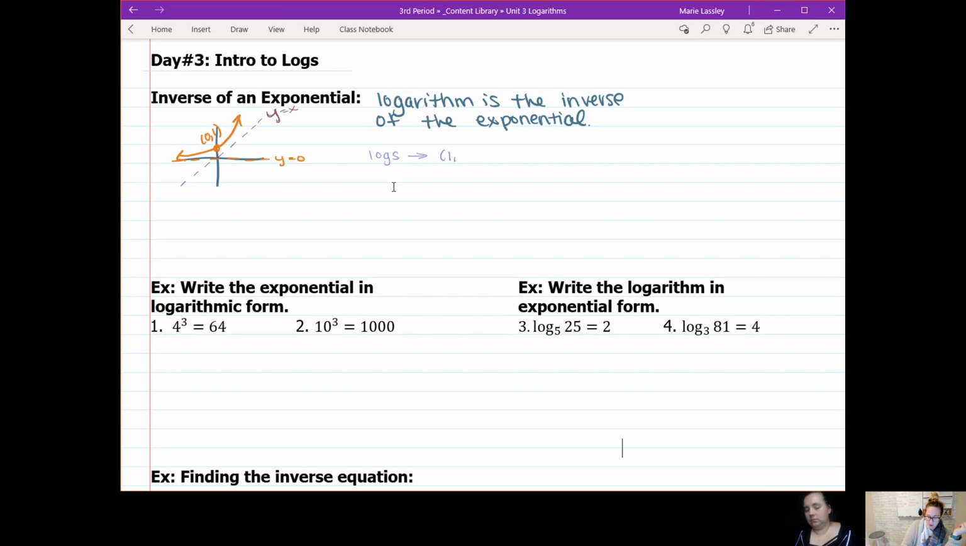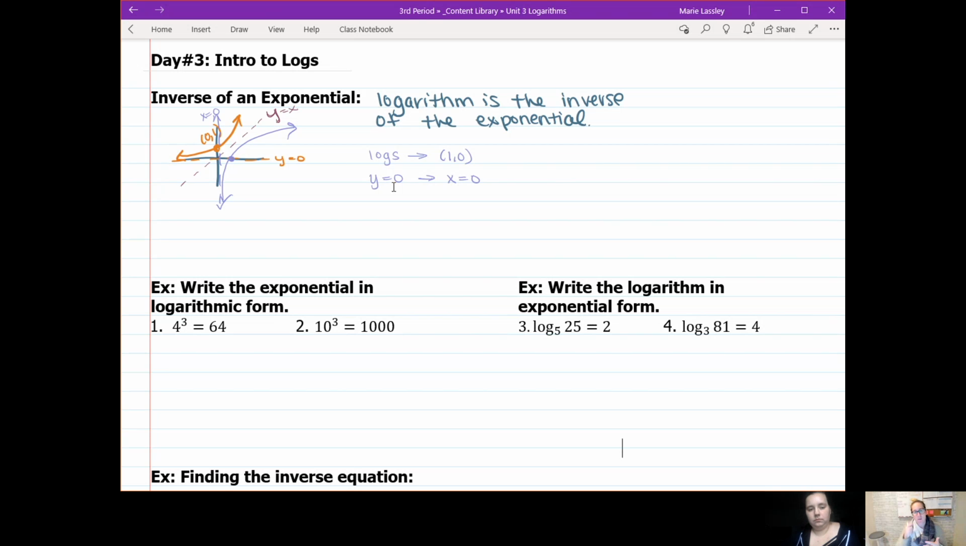So logs have that point 1, 0, right there. And instead of having an asymptote at y equals 0, it flips. The opposite of y equals 0 is x equals 0, a vertical asymptote, just like that. And so your graph is going to look like this, a mirror image on both sides of the line y equals x.